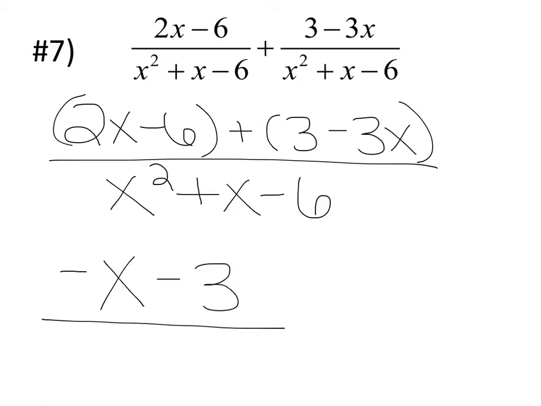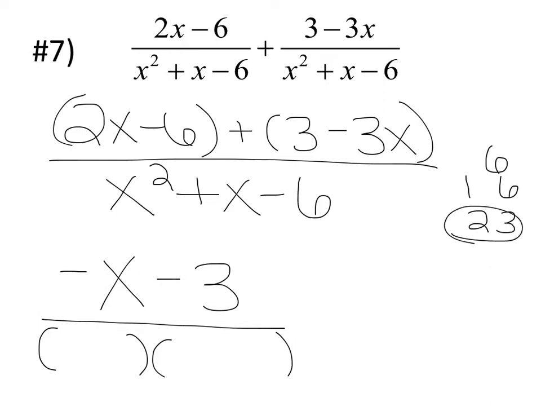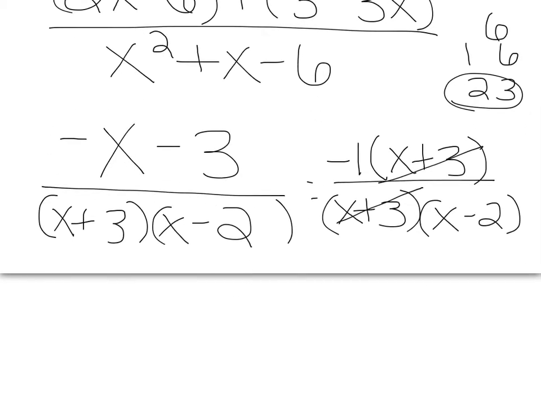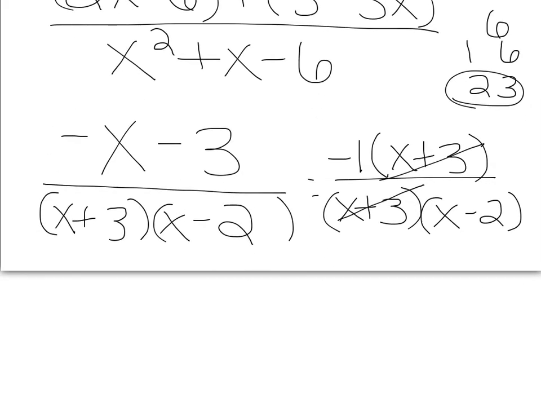Okay, and let's see if we can factor this. We've got 6, factors of 6 are 1 and 6 and 2 and 3. 2 and 3 give me 1. So I'm going to go x here, keep your first sign, keep your second sign, 3 and 2. So it'd be nice if this was x plus 3, so why don't I just go ahead and factor a negative 1 out of it, and then it will become x plus 3. So your x plus 3's cancel, and you're left with negative 1 over x minus 2.